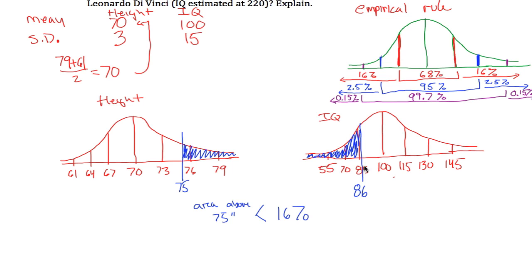But over here, 16% is the area below 85 inches. The area below 86 is bigger than the area below 85. And the area below 85 is 16%. So this is bigger than this.